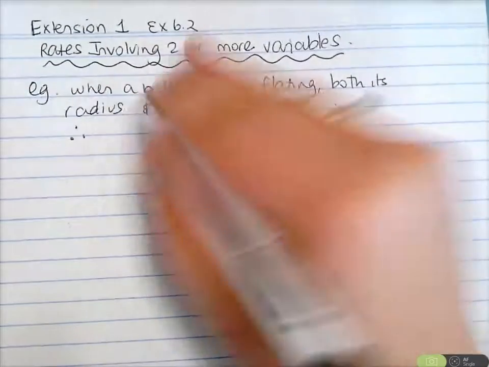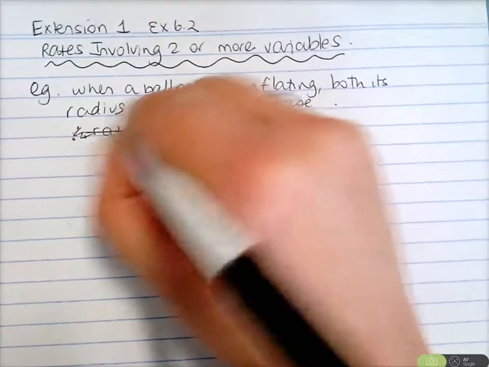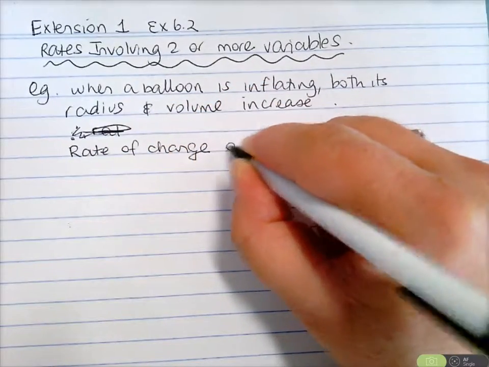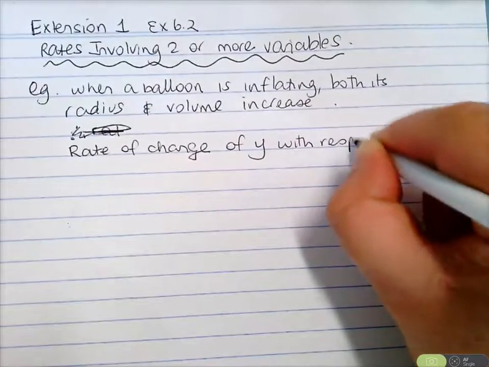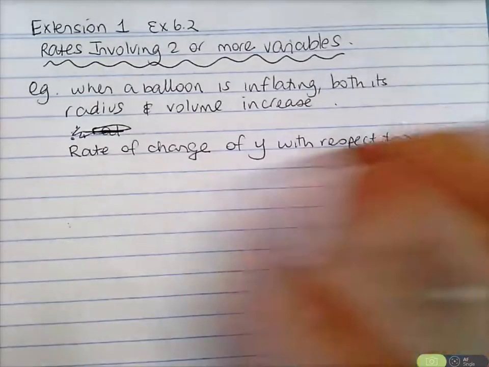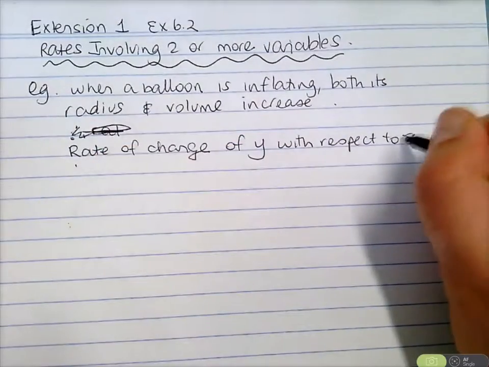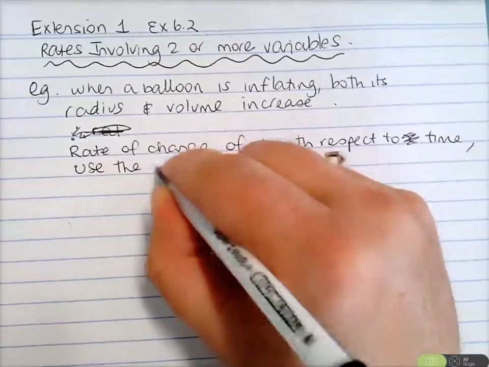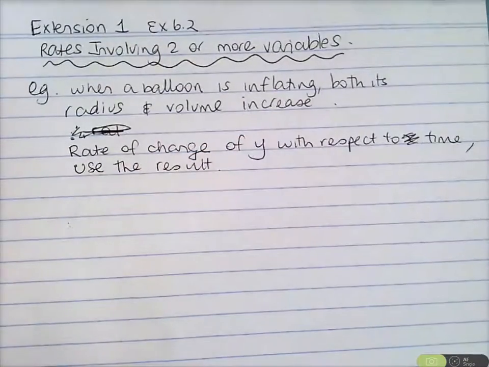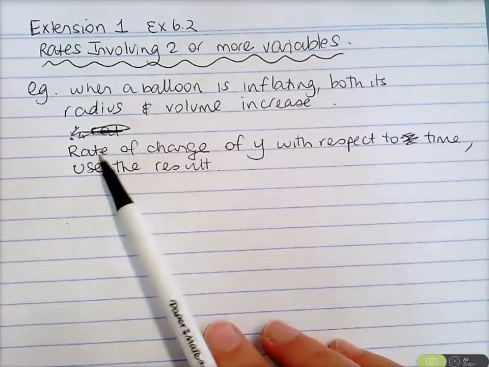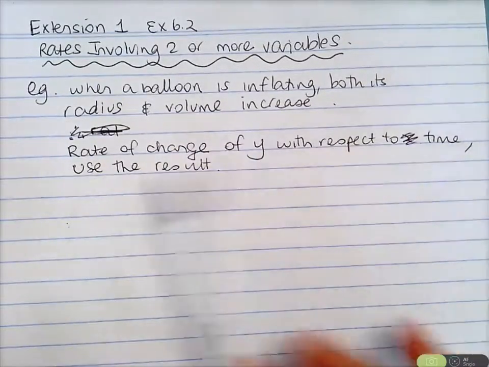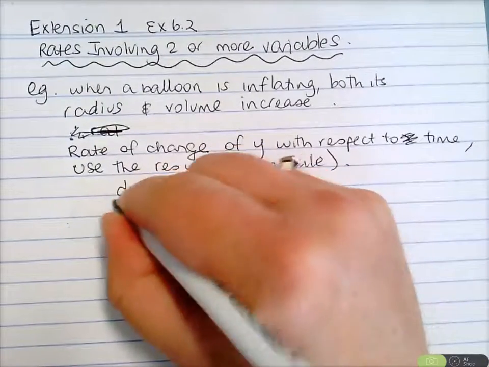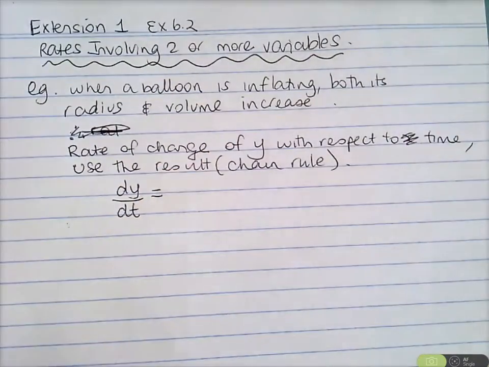If we look at the rate of change of y with respect to x, with respect to time, we are going to use the following result. If I'm looking at the rate of change of something with respect to time, we can use the following result, which is the chain rule, as follows. If I want the rate of change of y with respect to t, I can do it as follows.